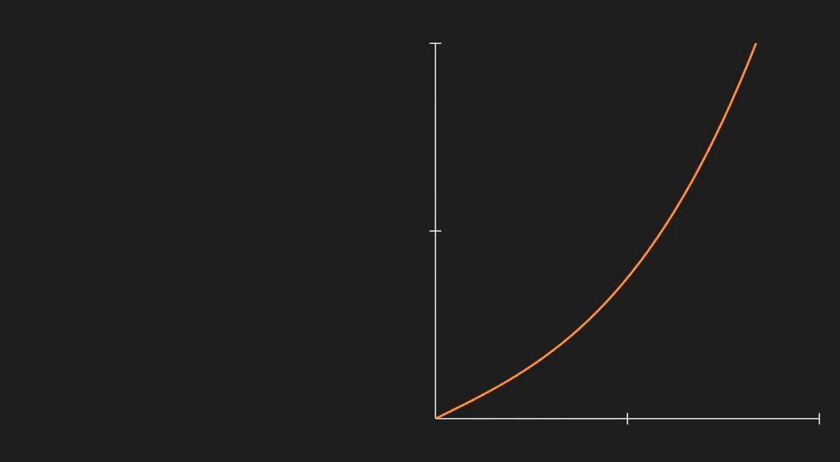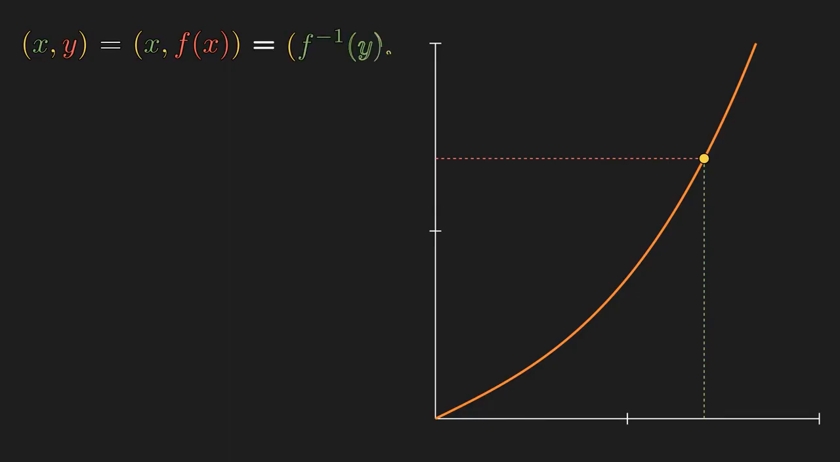Suppose we have the graph of a one-to-one function. Then each point on the graph represents a relationship between an input x and its output f of x. And since the function is invertible, we can think of y as the input and x as the output, with the mapping f inverse. Now, slope at that point is f prime of x, which is infinitesimal rise over run.